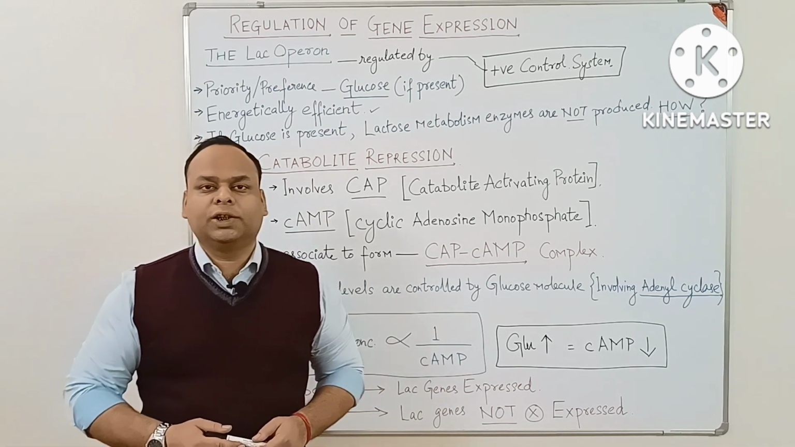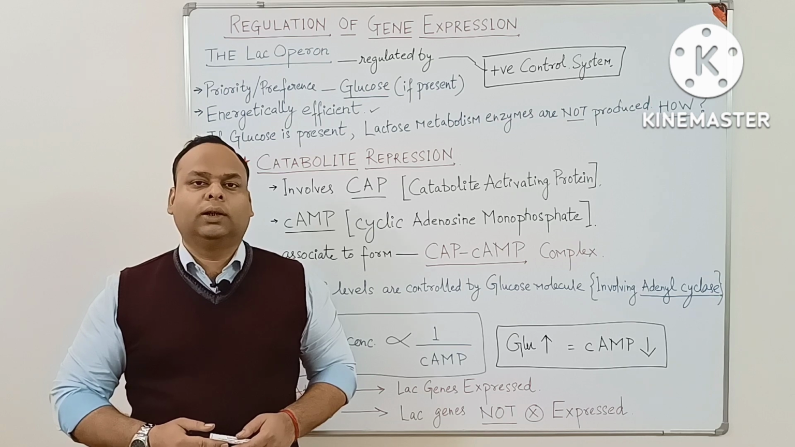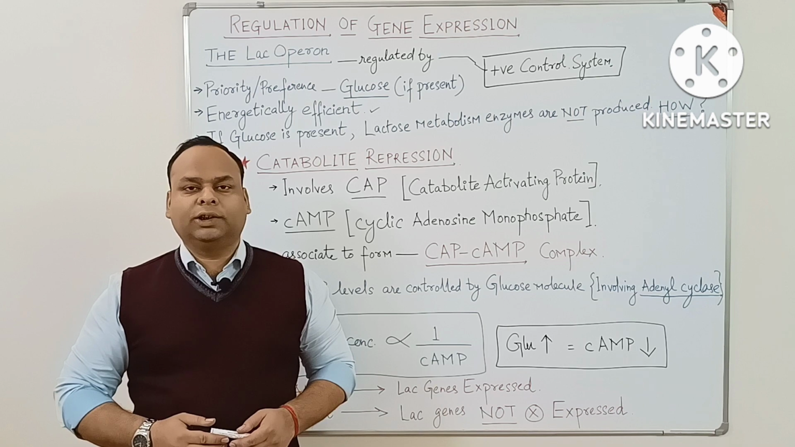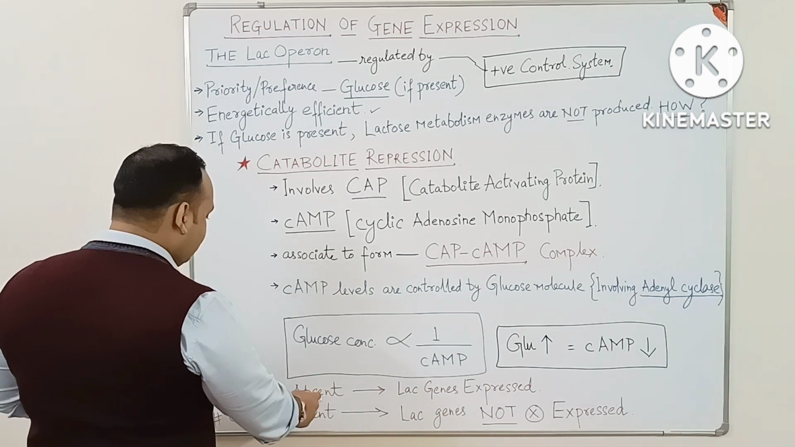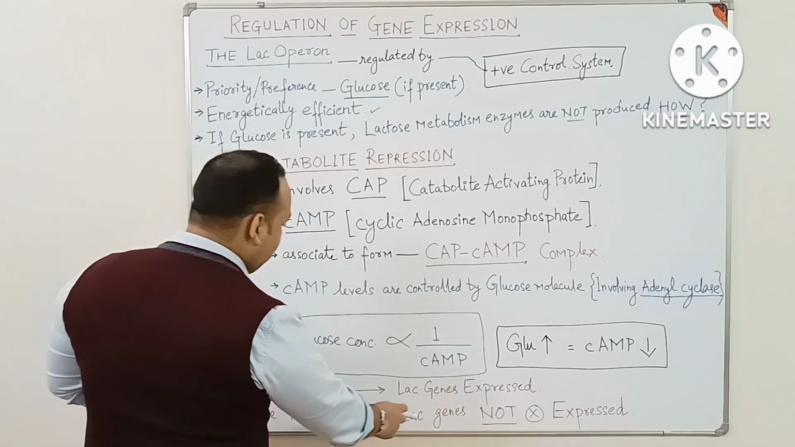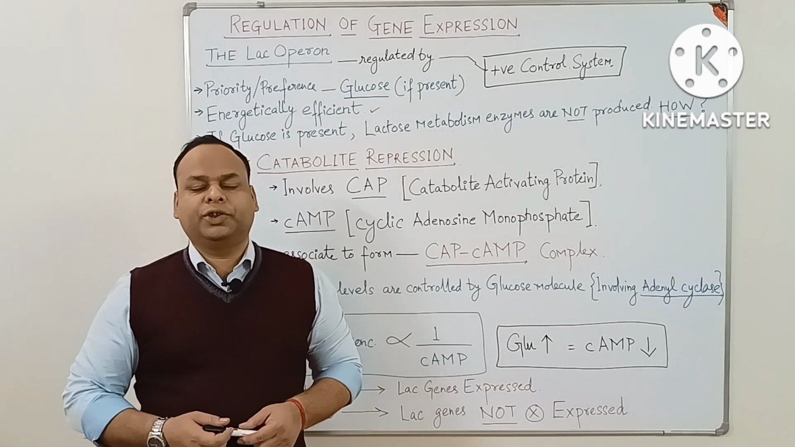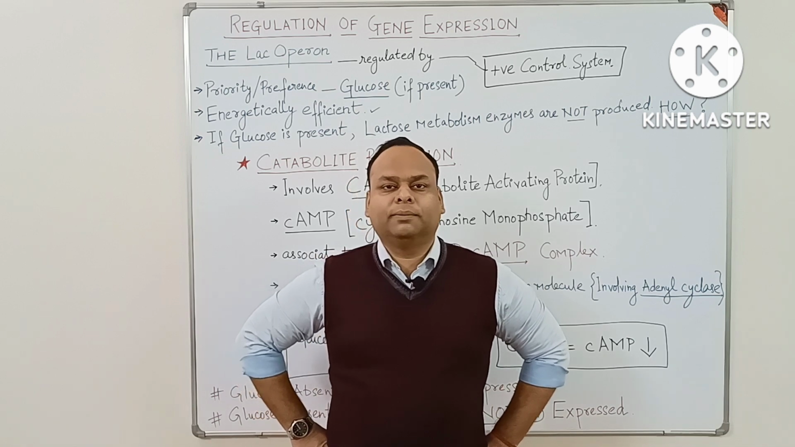When glucose concentration is high, the cAMP levels will drop drastically, whereas when glucose levels are low, the cAMP levels increase rapidly. So, when glucose is absent, lac genes are expressed, and when glucose is present, the lac genes will not be expressed as it is energetically efficient. Let's understand this further with the help of a diagram.